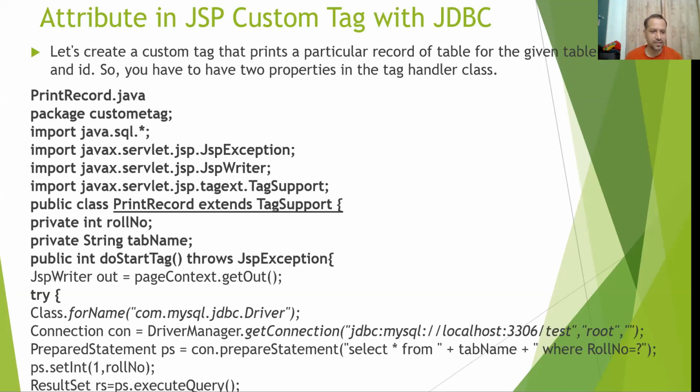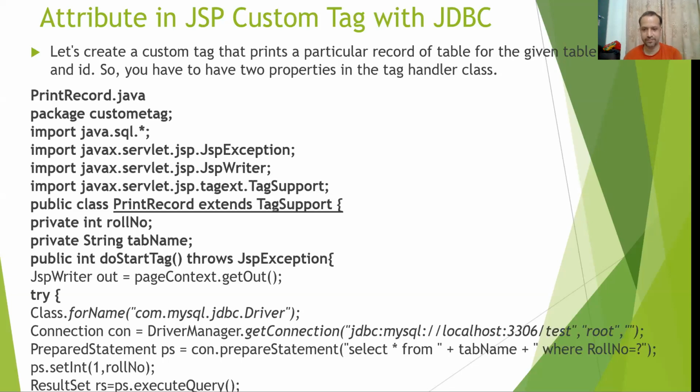Here you can see I have created one JSP writer object. After that, I have used Class.forName, as you do in a JDBC program, and then connection and prepared statement. After that, the prepared statement is going to run select star from tab name, where tab name is one of the variables. Whatever table name I pass, as per that table name, it is going to print the expected result.